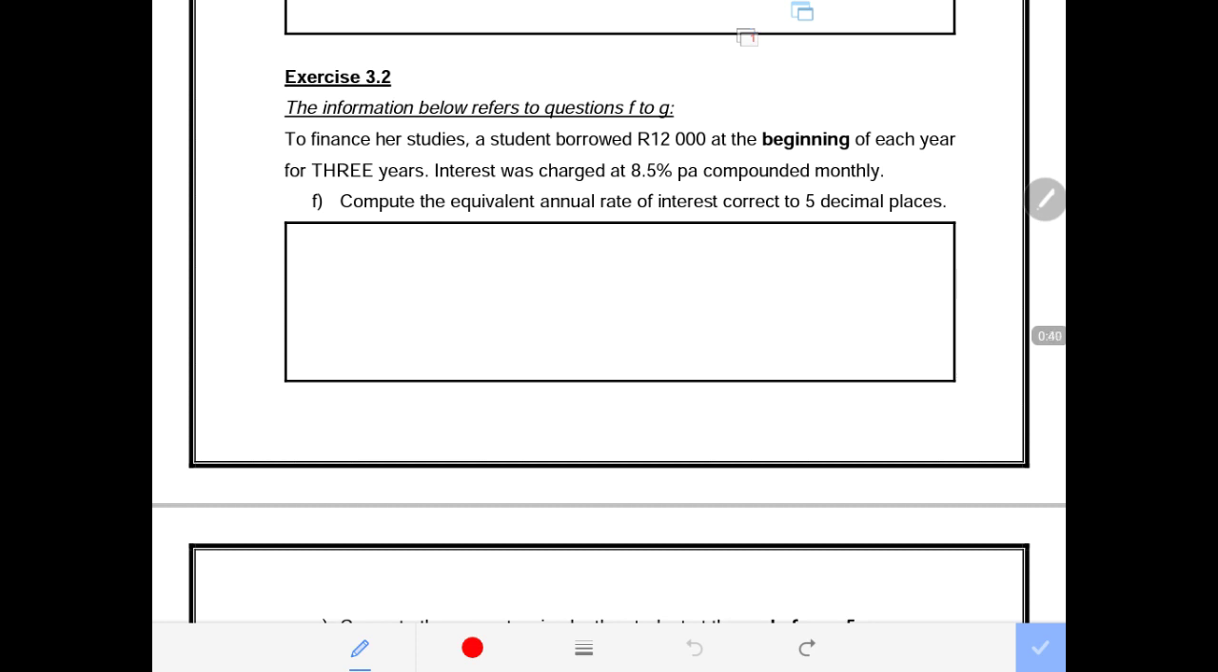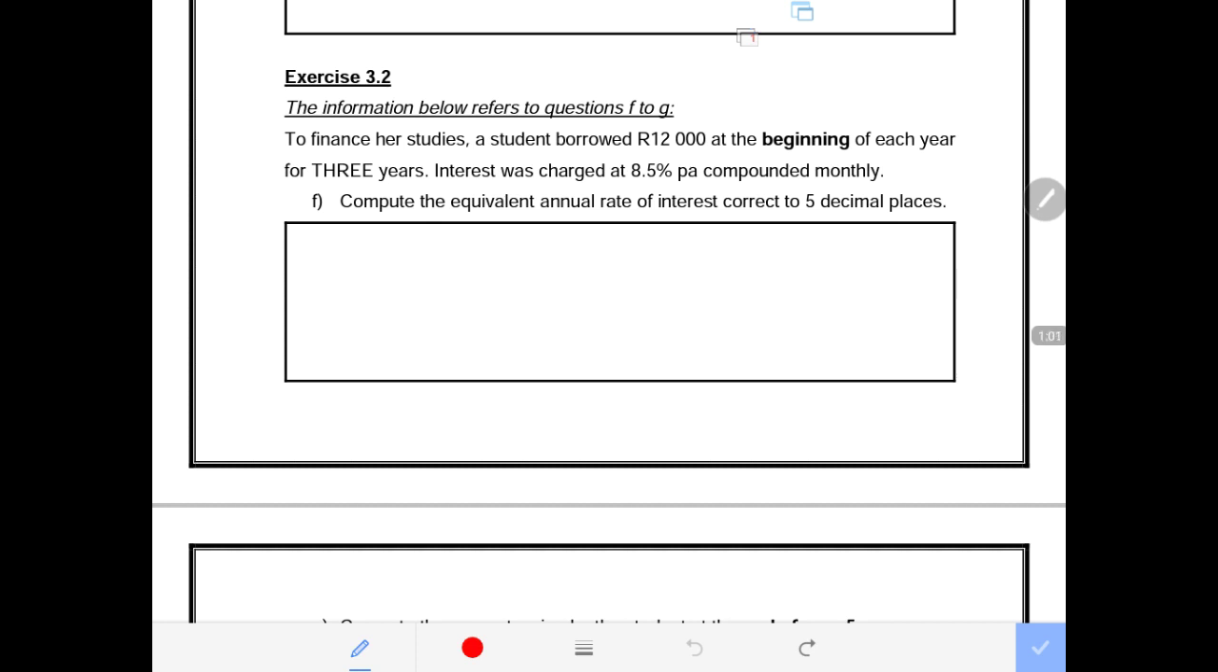Now let me begin and read through a very short question, also based on the conversion we dealt with under compound interest. It says the information below refers to questions F and G. It's not necessarily F and G, it's A and B, but due to the continuation of my numbering it tends to be F and G. But in your handout, it is A and B.